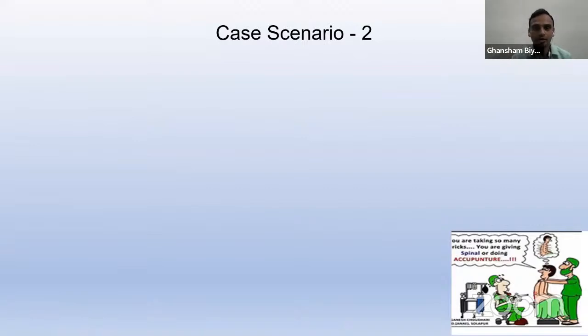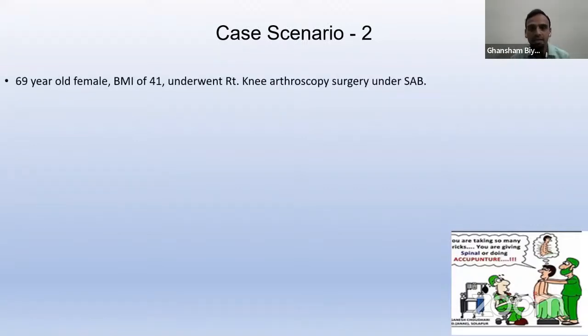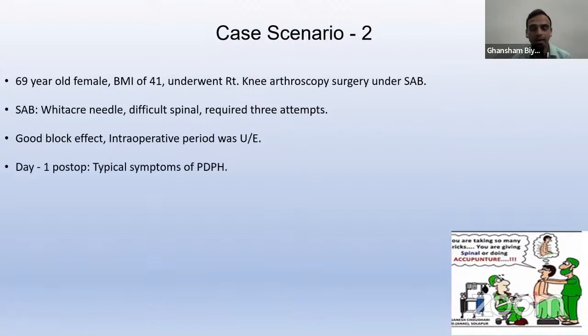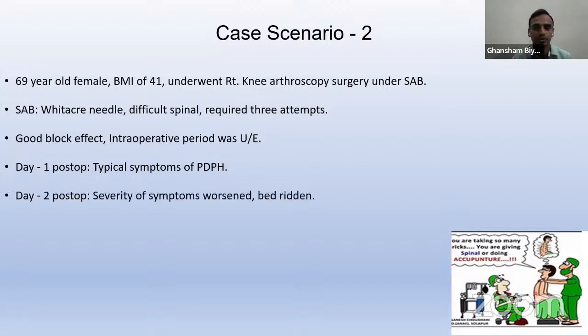The second scenario: say there is a 69-year-old female with a BMI of 41 who underwent a right knee arthroscopy under spinal anesthesia. This time you have used a dura-separating needle, but as expected, it was a difficult spinal and required a couple of attempts before you got it in. Though it was a good block and the intraoperative period was uneventful, on day 1 post-op the patient presents with typical symptoms of PDPH. By day 2, she is completely bedridden. She doesn't want to get out of bed as the headache is worsening.